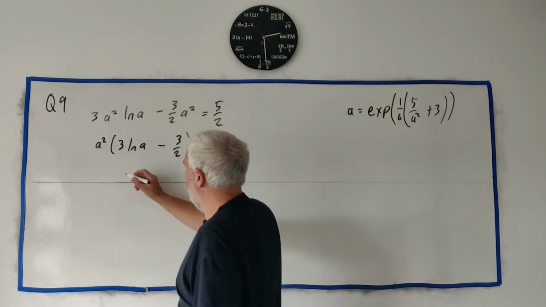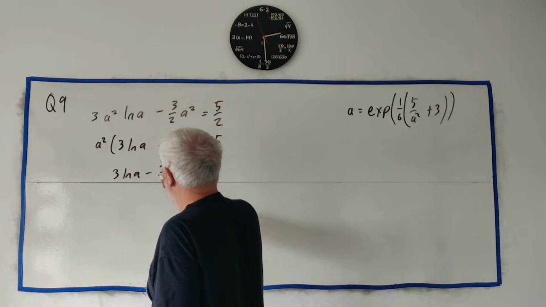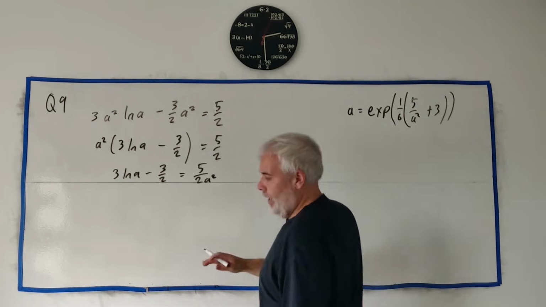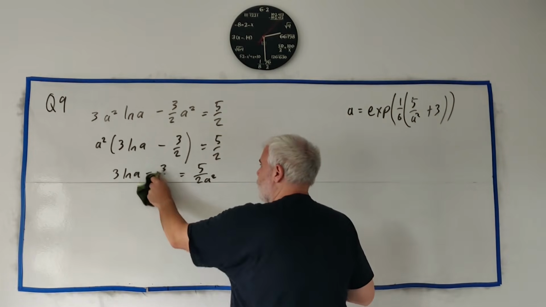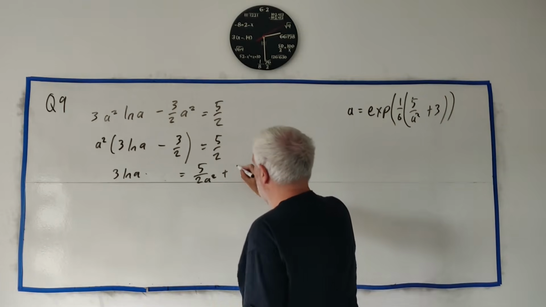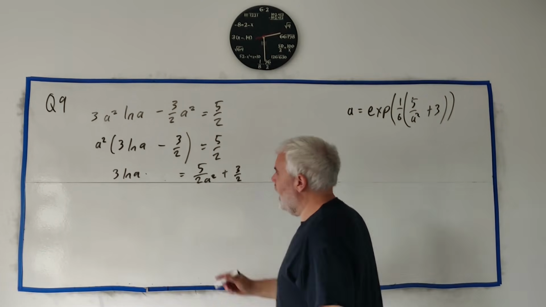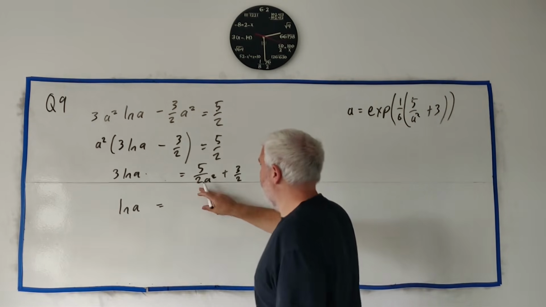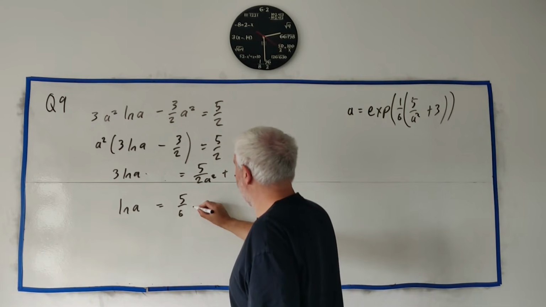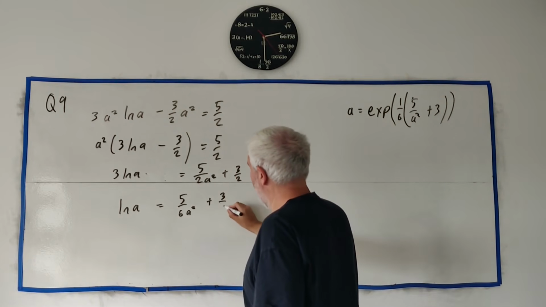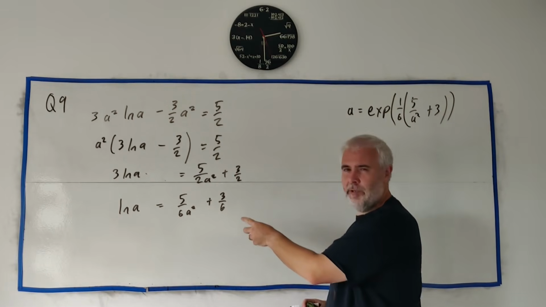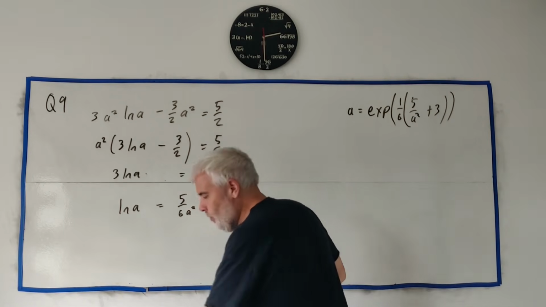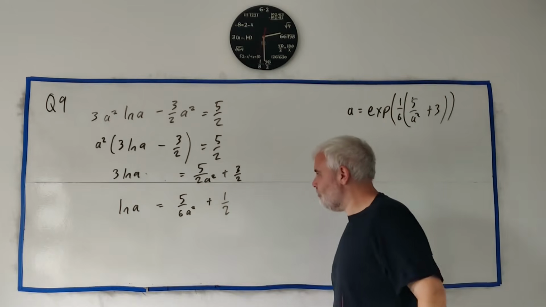So let's just go ahead and do that. We'll move the a squared over. We'll have 3 natural log a minus 3 over 2 is equal to 5 over 2 a squared. Let's do some of this quickly. Minus 3 over 2 can come over to a plus 3 over 2 over here. We'll divide everything by 3. Dividing everything by 3, we'll get 5 over 6 a squared plus 3 over 6. No, I won't leave that, because a lot of students won't have had that and they might be confused by the next bit. But it would have helped to leave that there, by the way.